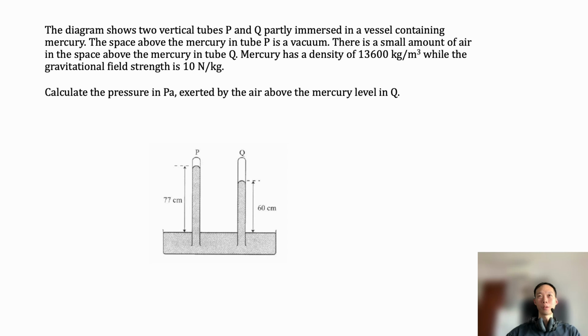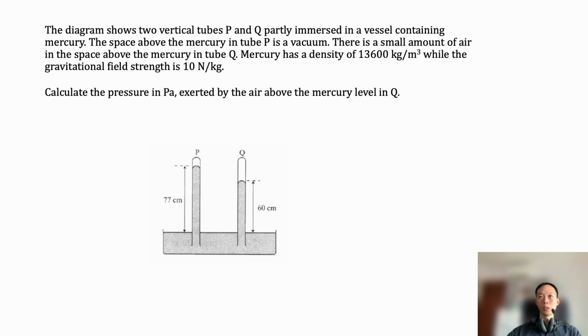Let me show you now how to use these two rules that we just learned and apply it to some questions. Now, if you want to try it out yourself, go ahead and pause the video here and try it out yourself first. If not, then let me show you what's going on here. So the diagram shows us that there are two upside down inverted glass tubes in a bath of mercury, and one of them has risen to a height of 77 cm. The other one is only up to 60 cm.